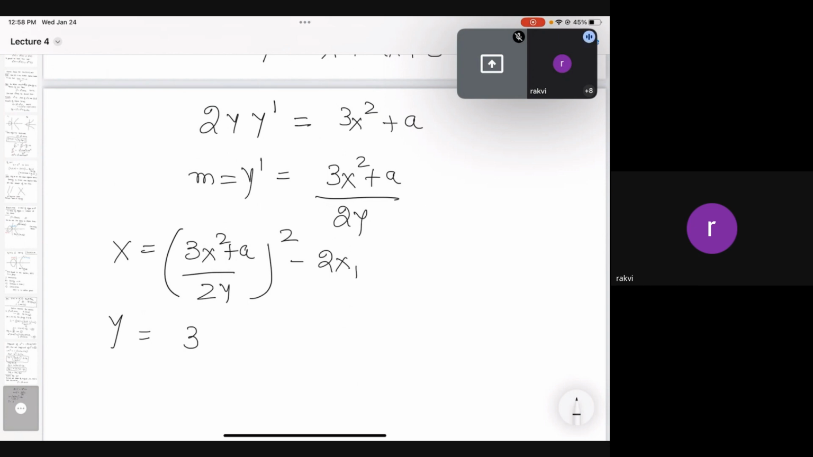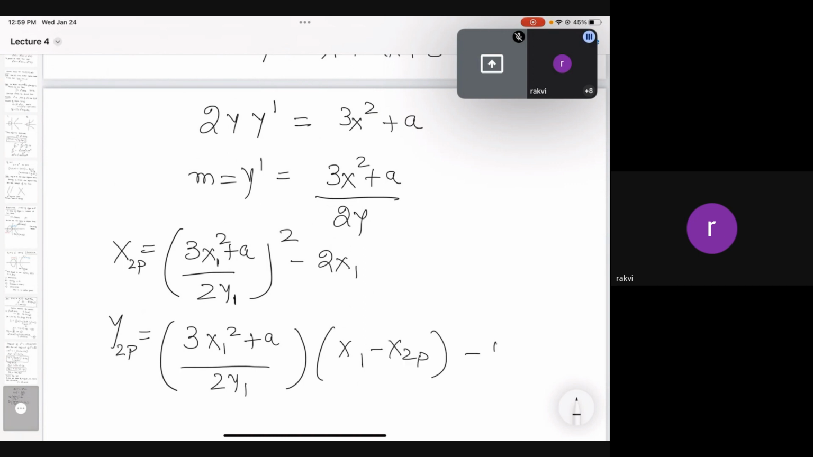Oh, 3x. So the slope at x1, y1 is 3x1, y1. Yeah, sorry. And the y coordinate will be given by 3x1 squared plus 2y1, multiplied with x1 minus, let me call this x2p and y2p, just to denote that we are talking about the x coordinate of this 2p, x1 minus x2p, minus y1.